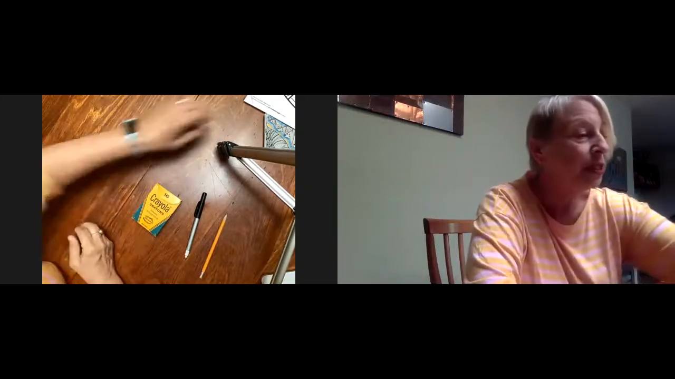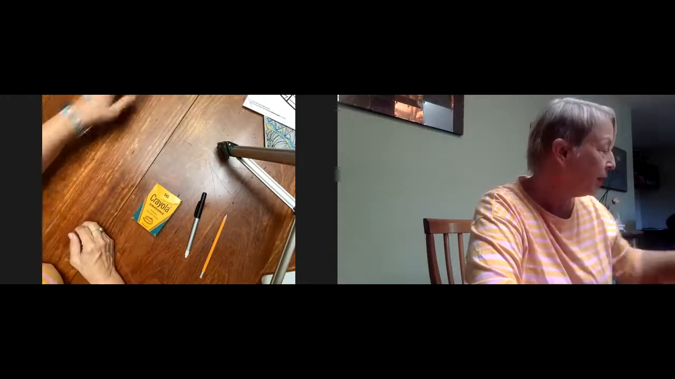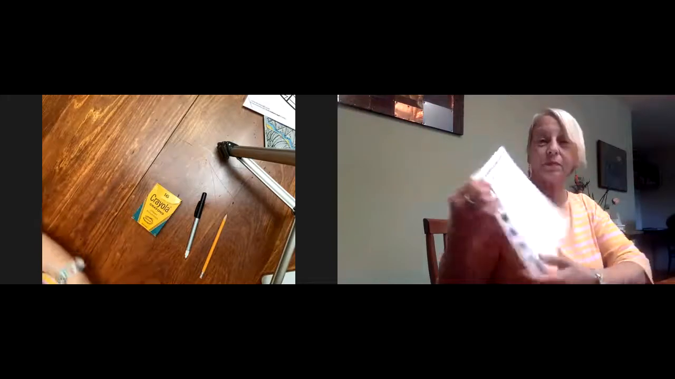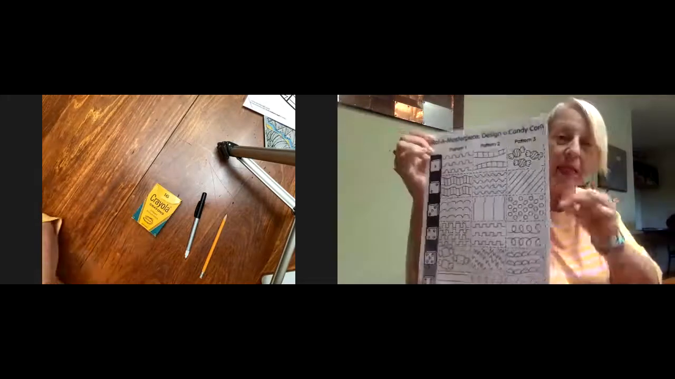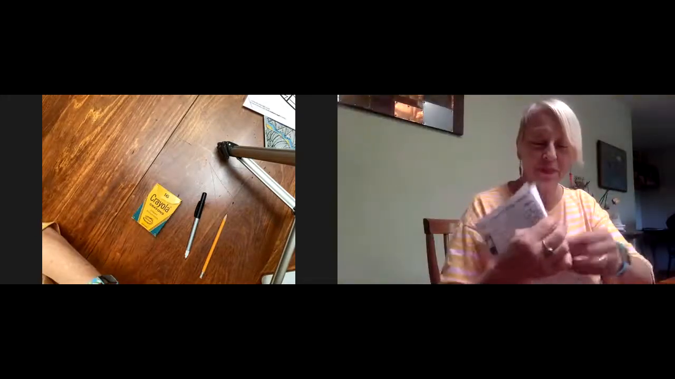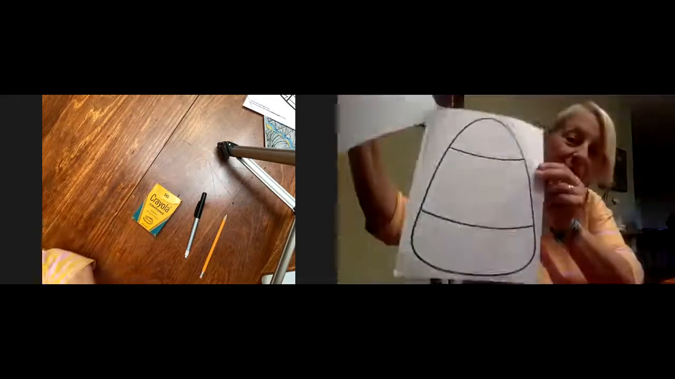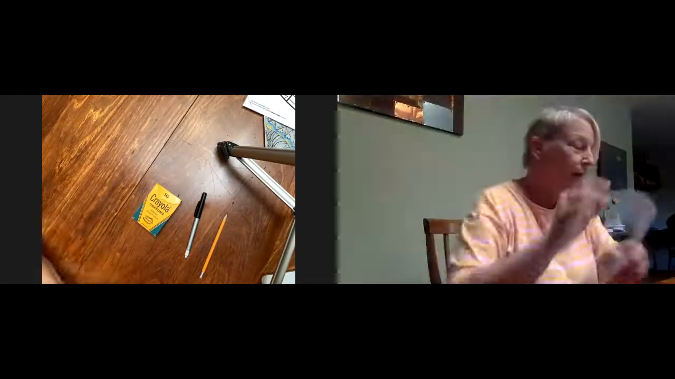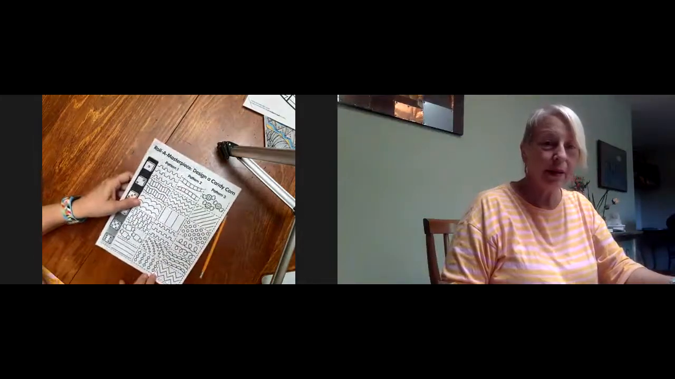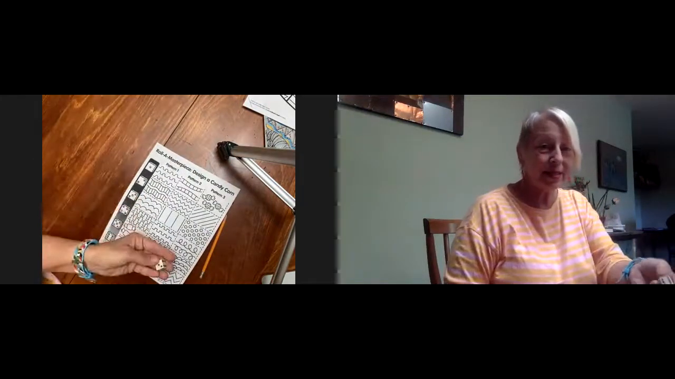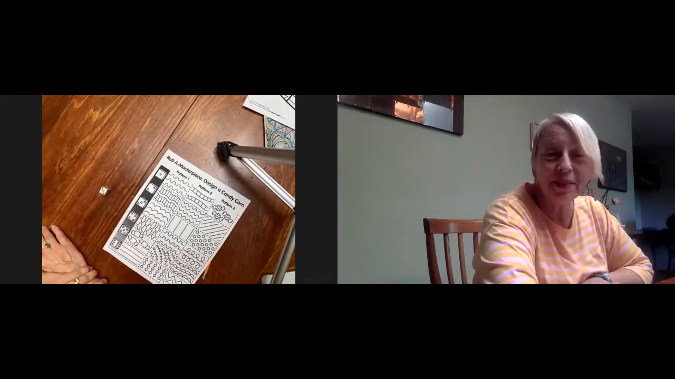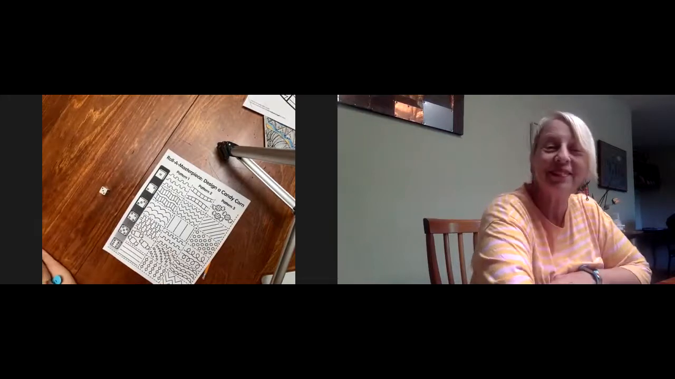And then you need the worksheet that went home. And that worksheet is in your pack of materials like this. It's 2 sheets together. One is the blank candy corn, and one has a pattern. You'll need this worksheet. And you'll also need a dice. So take a minute, pause me, and go get your supplies.